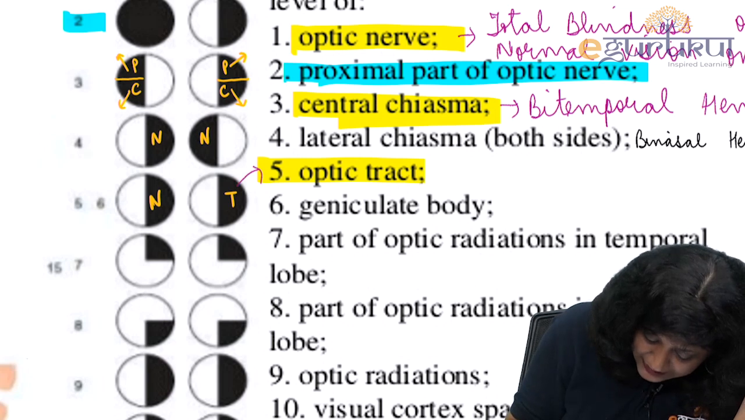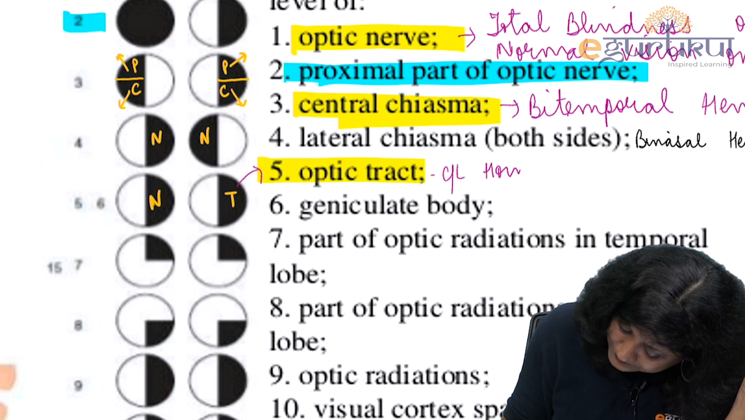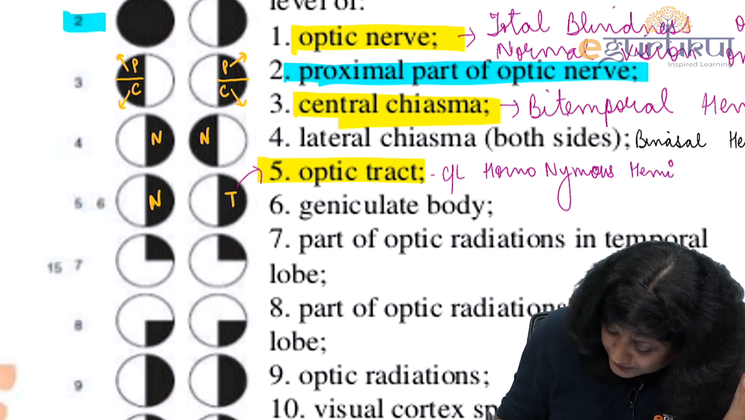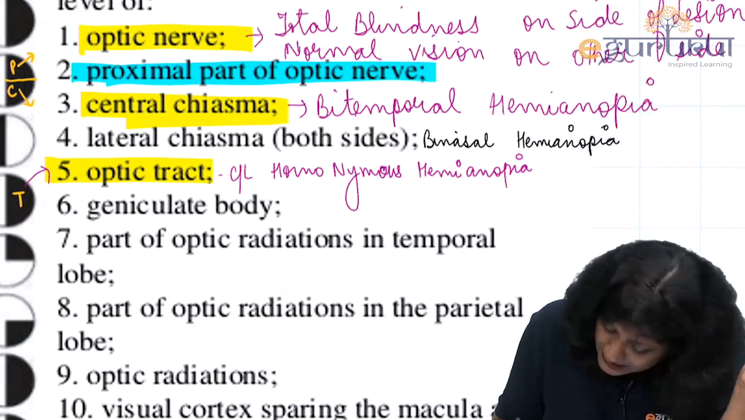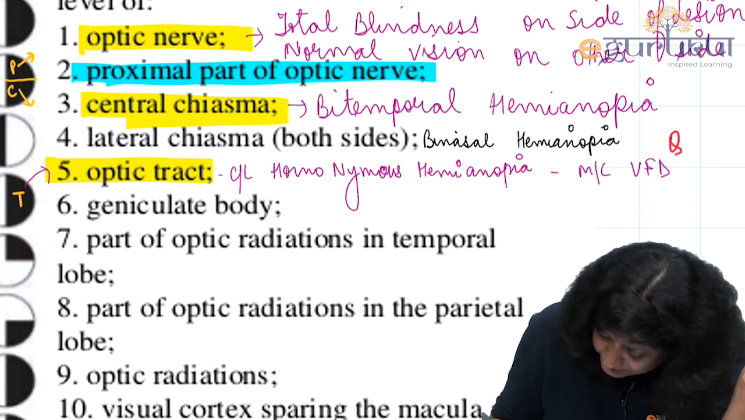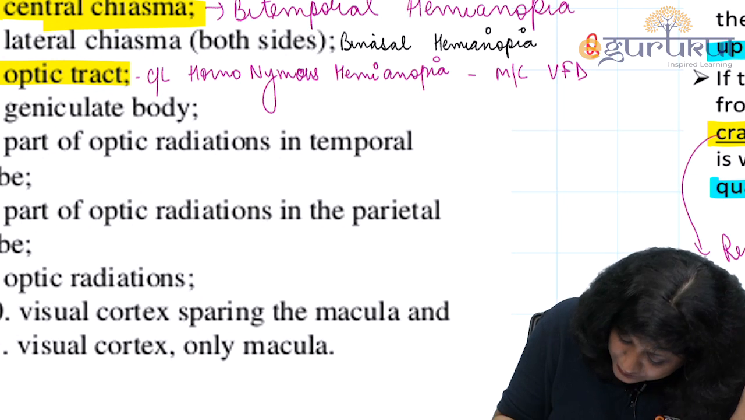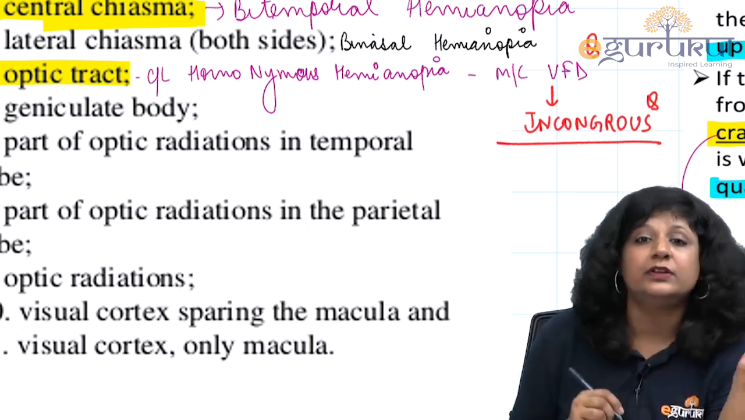So for the first time, what am I getting? I am getting what is called contralateral homonymous hemianopia. You have to remember that this contralateral homonymous hemianopia is the most common visual field defect, very important. And another thing you have to remember is that this is actually an incongruous type. This is again an important thing.